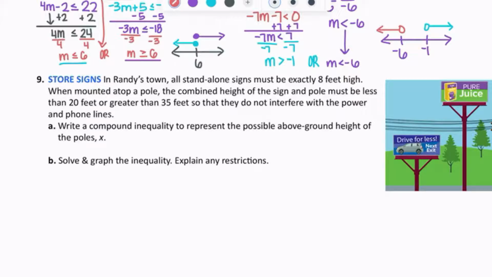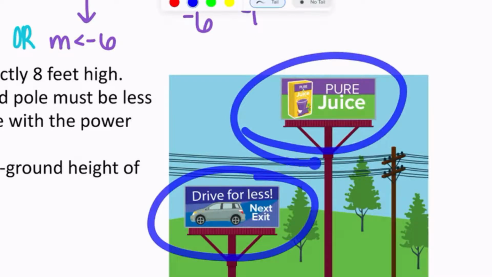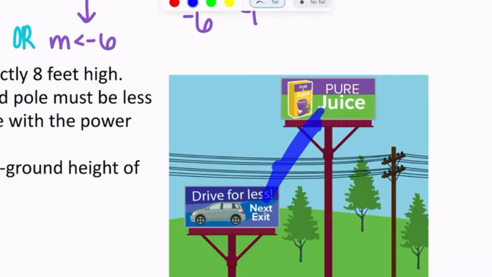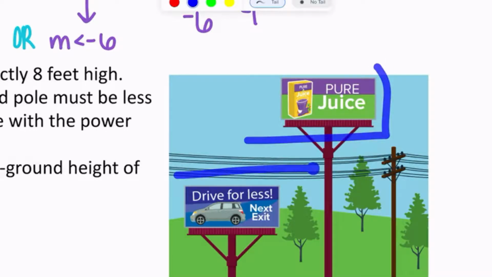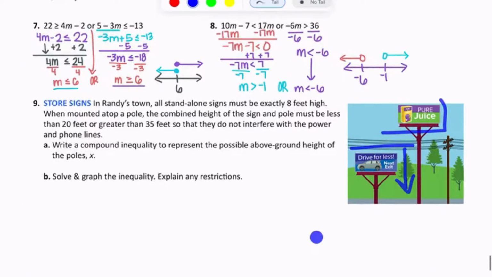So that they do not interfere with the power and the phone lines. So you can kind of see it's got to be either below the power line or above the power line, which tells me this is going to be two separate statements because I couldn't connect these two heights. It's either above the power lines or below. So that picture is definitely helpful.